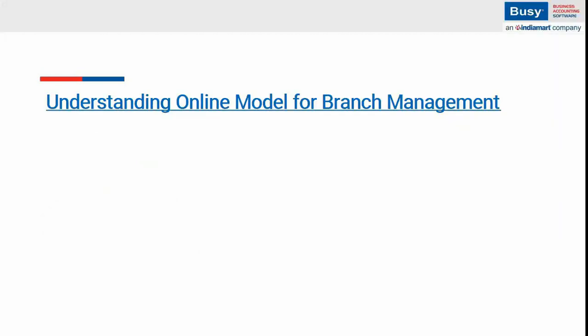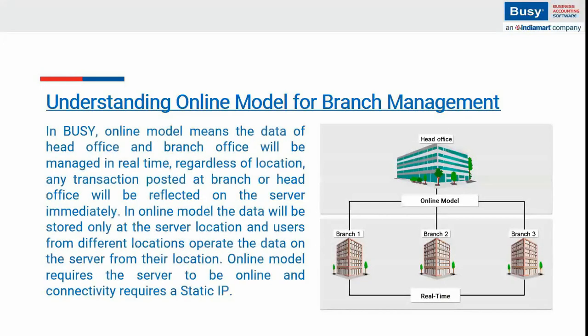The next is understanding the online model for branch management. So see this image. The first is a head office, and you can see three branches. This is the online model image, and real time is showing. So in Busy, the online model means the data of head office and branch office will be managed in real time, regardless of location. Any transaction posted at a branch or head office location will be reflected on the server immediately, because this is real time. In the online model, the data will be stored only at the server location, and users from different locations operate the data on the server from their location. The online model requires the server to be online, and the connectivity requires a static IP. So this is the condition of the online model.